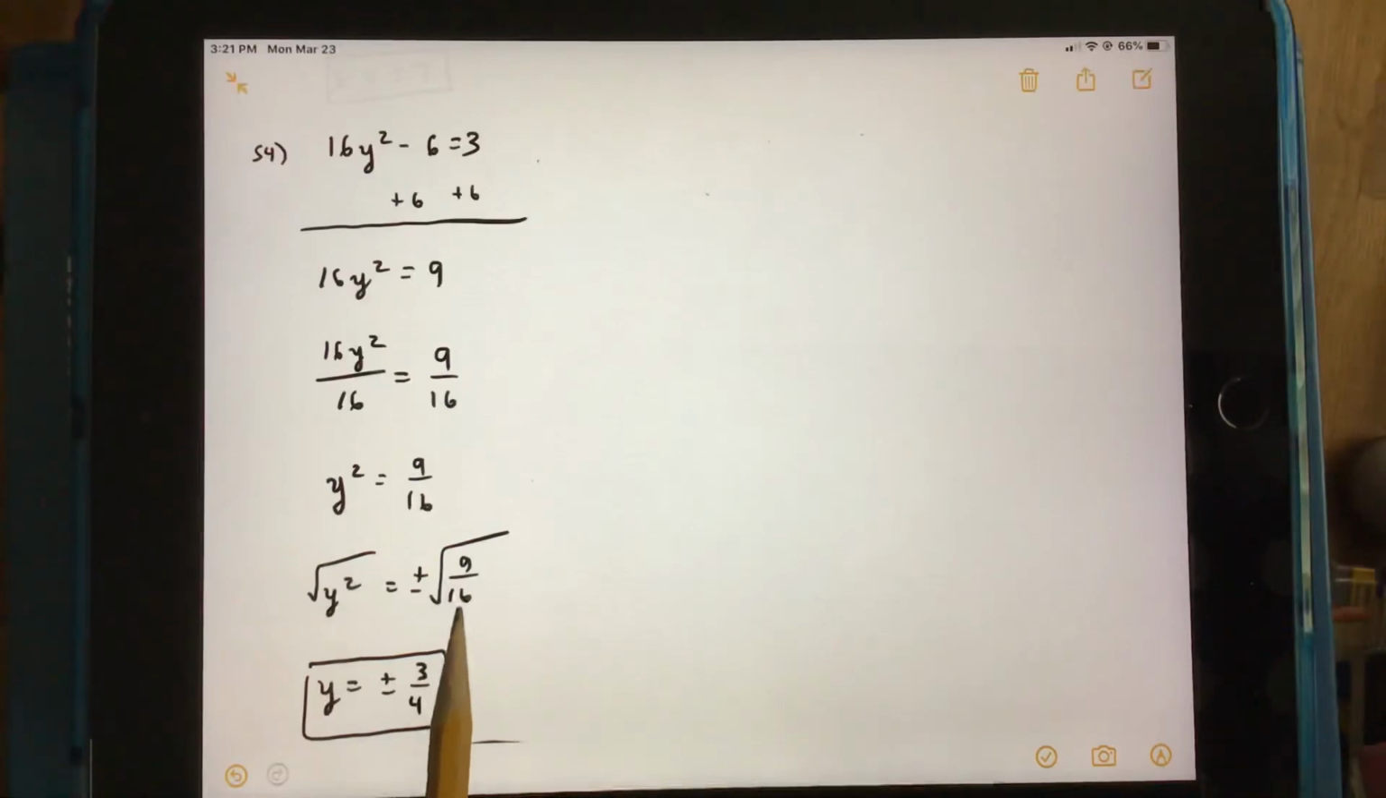They're both perfect squares. And of course, I will have two values, a positive and a negative value, because I do need to report both of the roots. The square root of 9 is 3, the square root of 16 is 4, the radical is gone, and our answer is y is equal to positive or negative 3/4.